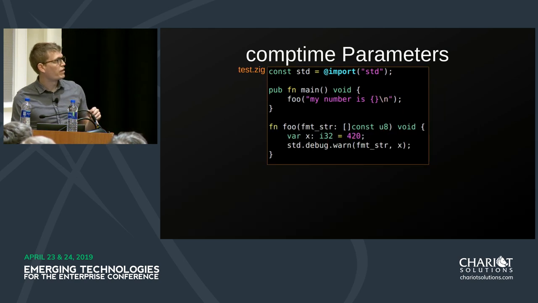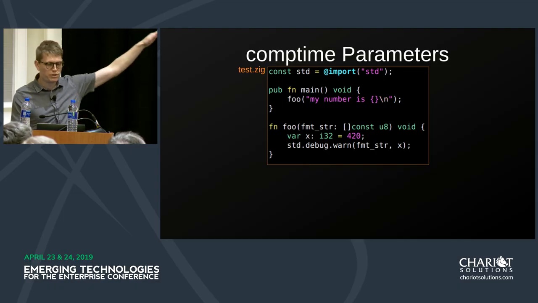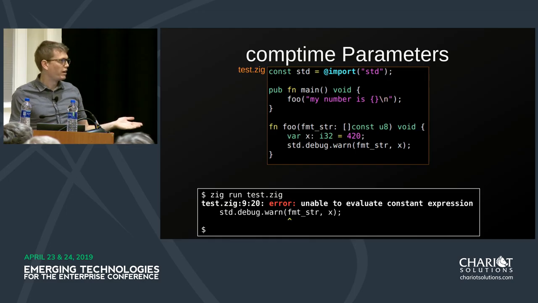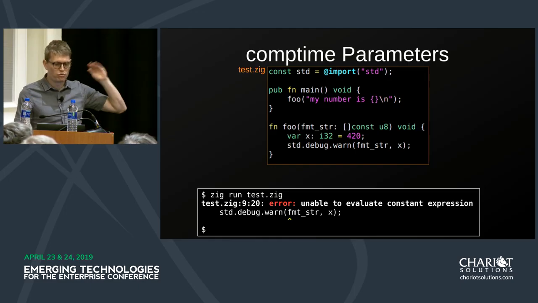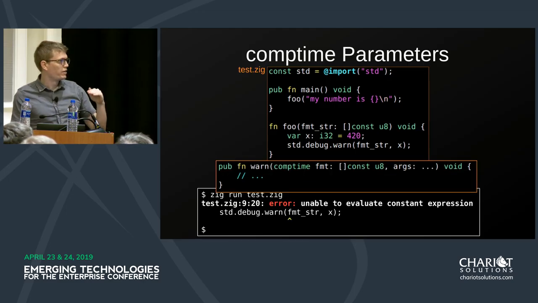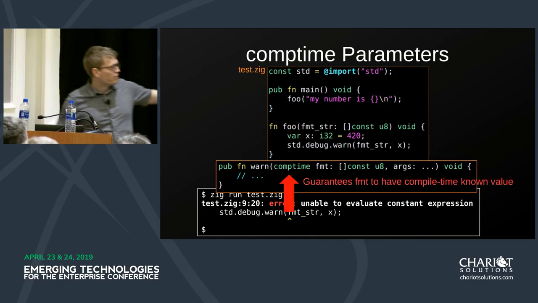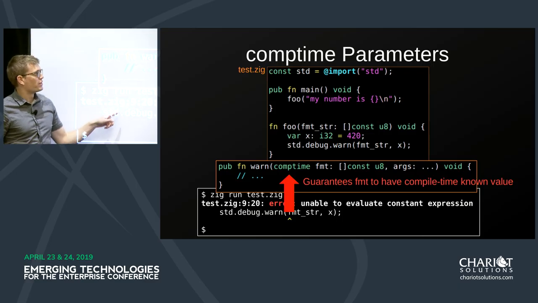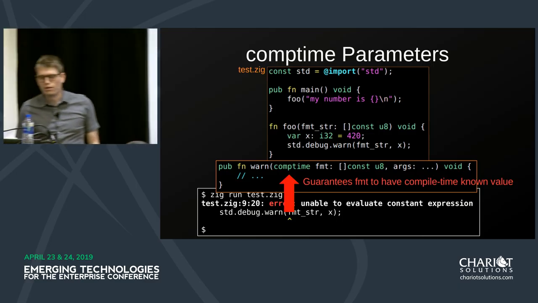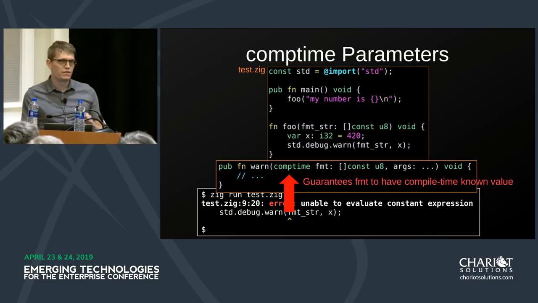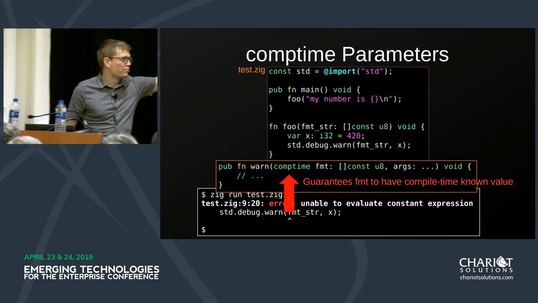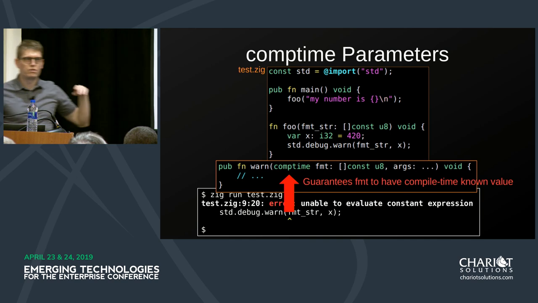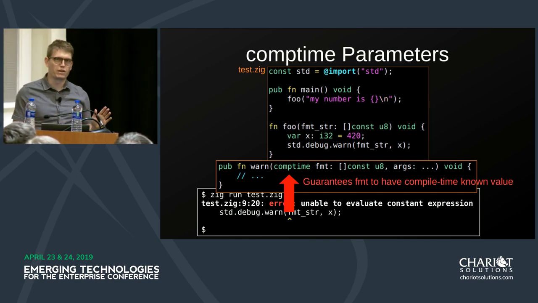For example, if I pass a runtime value of the format string, it's going to be a compile error, because at the call site of warn, we require the parameter to be compile time known. And that's why we get this error if it's not compile time known. The cool thing about this is that I didn't show the implementation of this function, but it's all in Zig. There's no compiler magic to make it work.